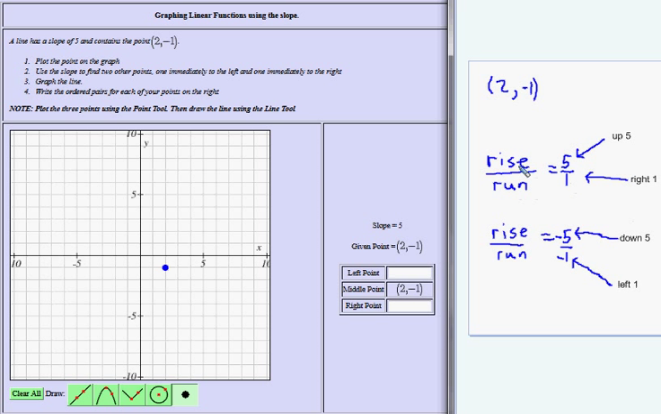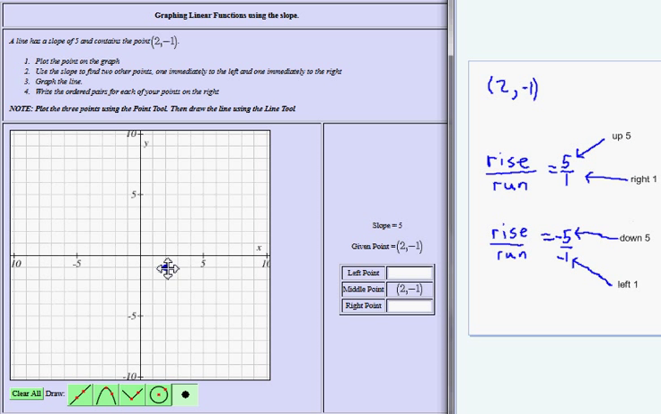So thinking of the slope as rise over run, and thinking of 5 as the fraction 5 over 1, you can line things up and see that one thing that we can do is start at the point (2, -1), and we'll have a positive run of 1. Positive run means to move to the right 1. A positive rise of 5 means to move up 5. So I'm going to start at (2, -1), and move to the right 1 and up 5.